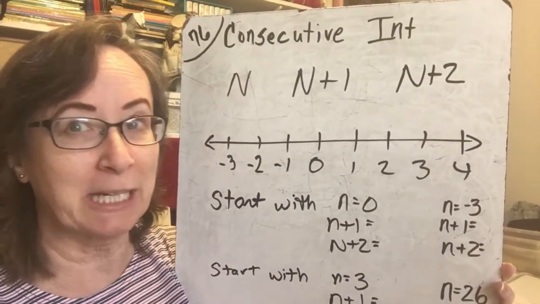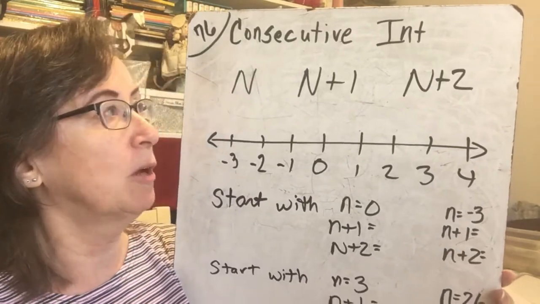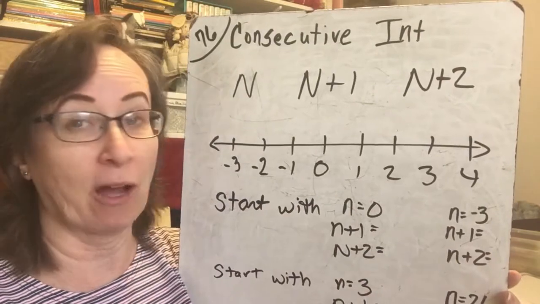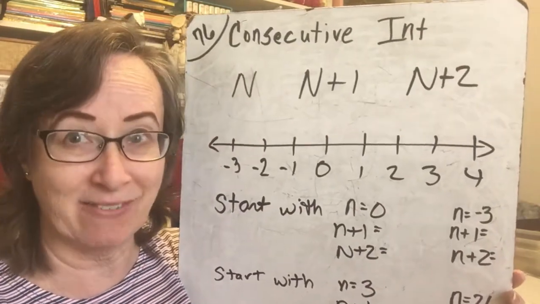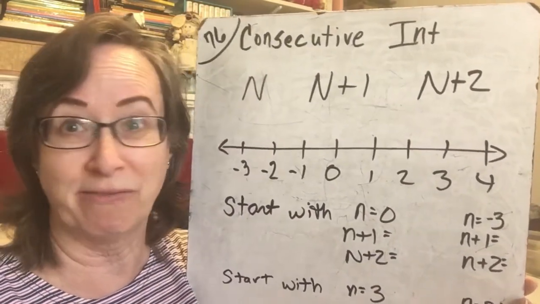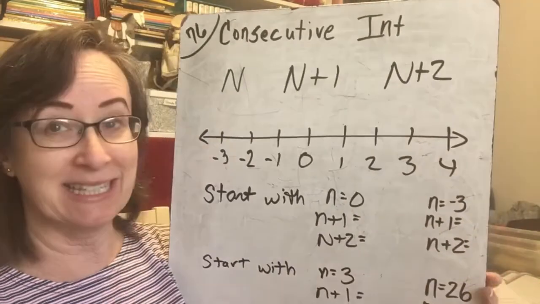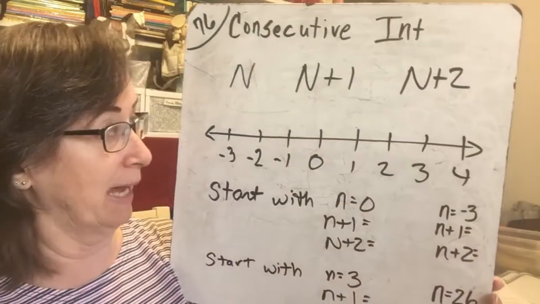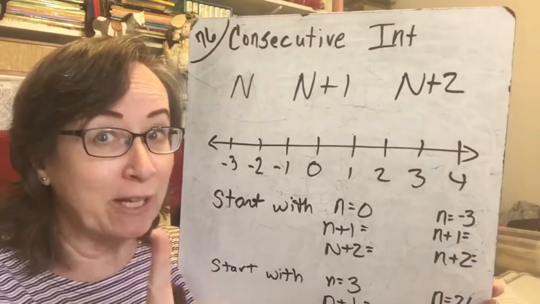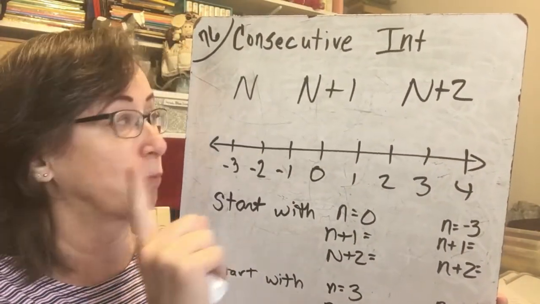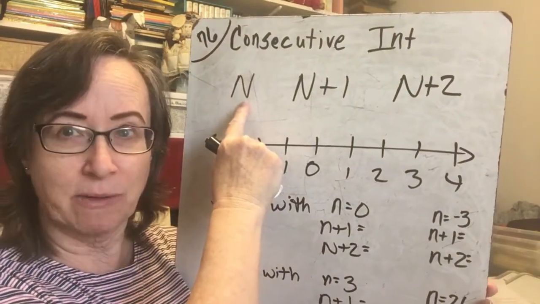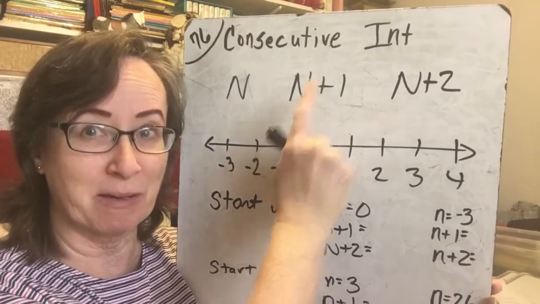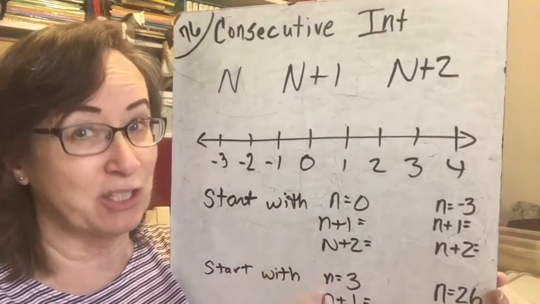So, when we're talking about consecutive integers, we're talking about integers that come one right after the next, like 1, 2, 3, or 6, 7, 8, or 24, 25, 26. Okay, so consecutive integers follow each other one after the other. So if we call the first consecutive integer n, then the next one after it would be n plus 1, and the next one would be n plus 2.